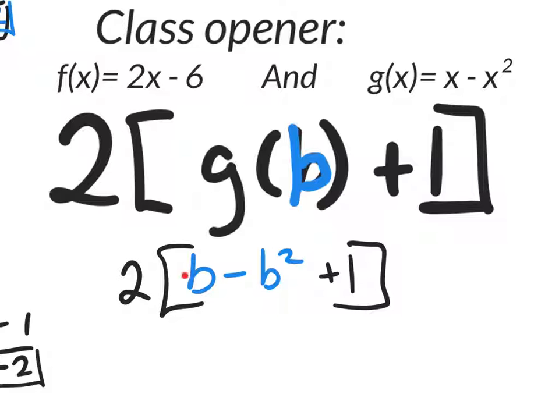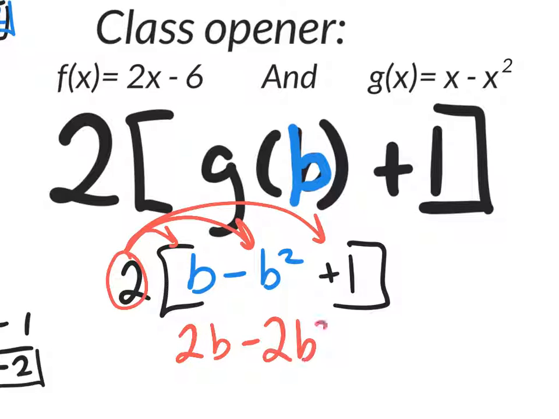So if we still look at the inside, could you combine any of these? No. They're not like terms. Even though this is a b and that's a b squared, you still can't combine them, because if it were a b and a b, then you could combine them. But it's a b and a b squared, you can't mess with them. They're not like, so we're going to leave them like that. But there is a times 2 on the outside, and we could distribute that times 2 to each one of those. So I'd have 2b minus 2b squared plus 2.